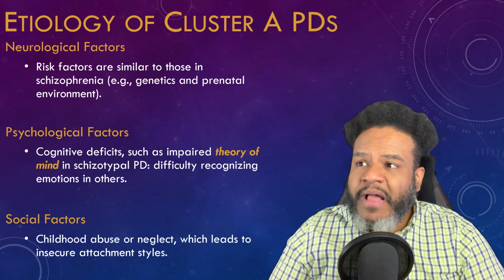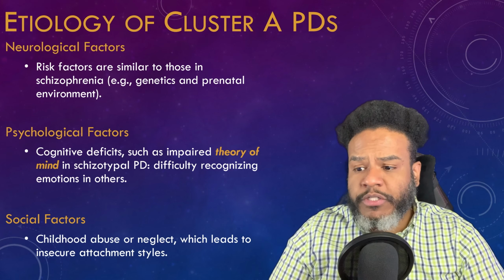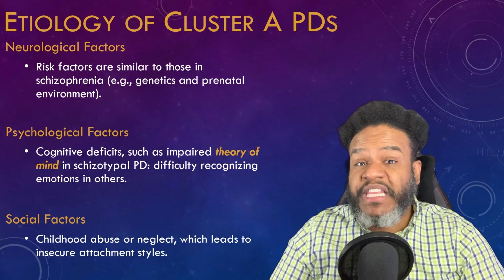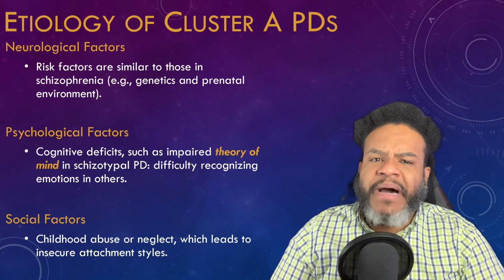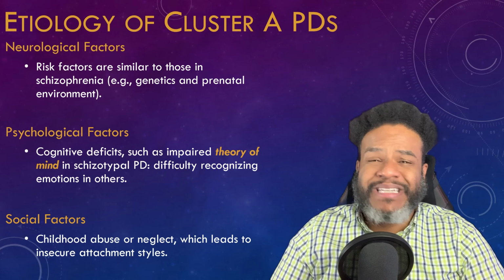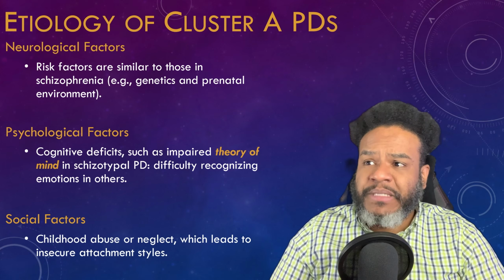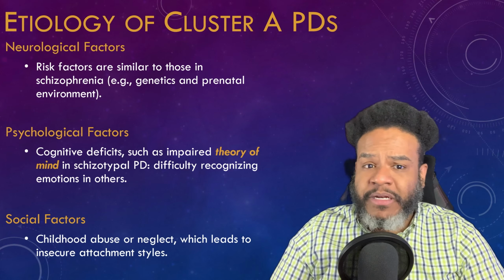Psychological factors have been thought to contribute towards the development of cluster A personality disorder. So we have difficulty with theory of mind, which is like the ability to recognize emotions in others. Also, we might think about insecure attachment styles, which potentially result from childhood maltreatment, abuse, or neglect.